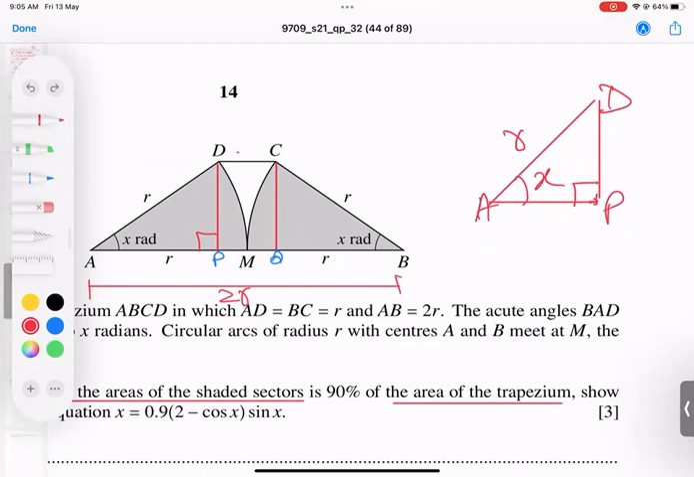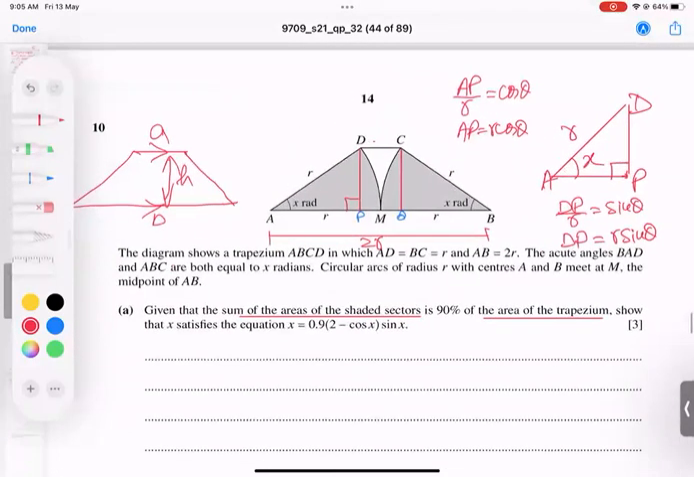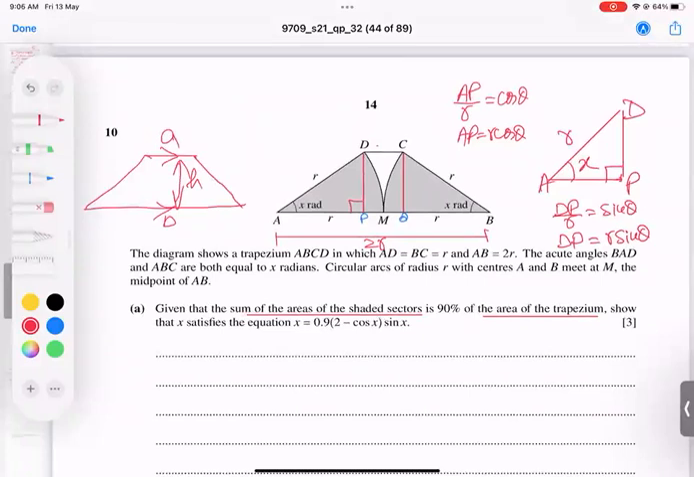So let's start. I'm looking for both things. Adjacent by hypotenuse, so AP by r gives you cos theta. So AP becomes r cos theta. And what is DP? DP I can find as opposite by hypotenuse, which is sine theta. So DP is actually r sine theta. So now we have it easily, and I can find the areas; not a hard job for us.